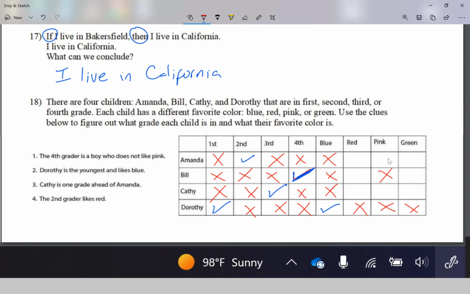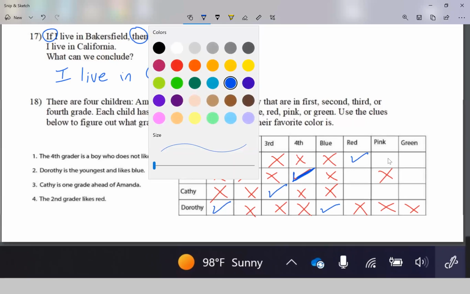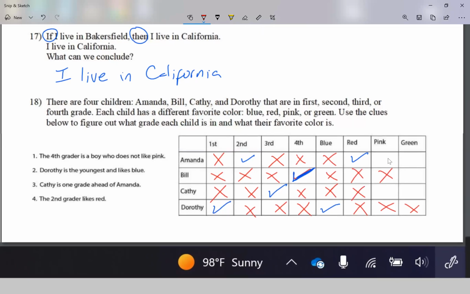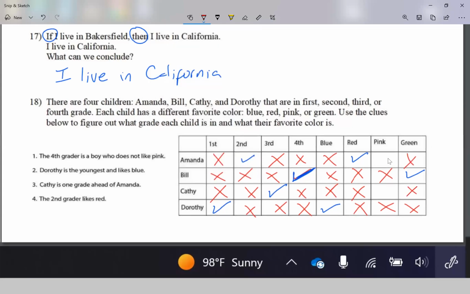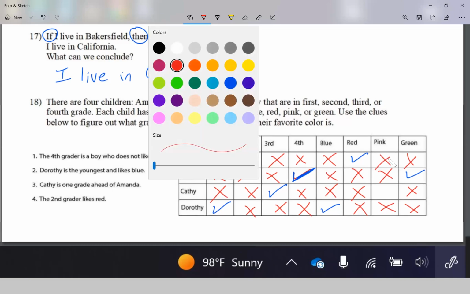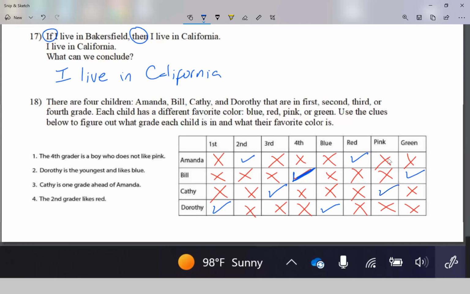Now the 2nd grader, so that means Amanda likes red. Ooh, okay, so Amanda, she likes red. So that means that Bill and Kathy don't like red. Well, I guess Bill can only like green, right? That's my only choice left. So Bill's gonna like green. Amanda cannot like pink because she already likes red. And lastly, I'm gonna say Kathy likes pink.